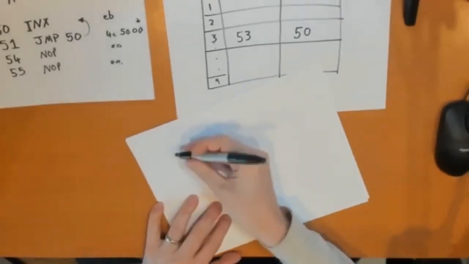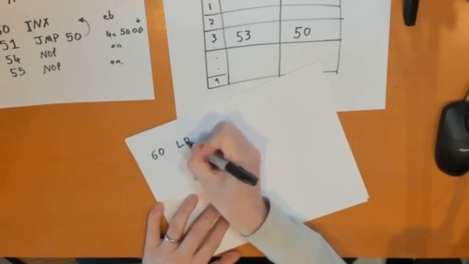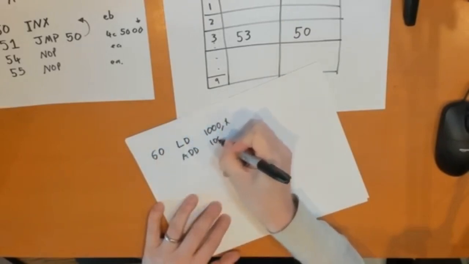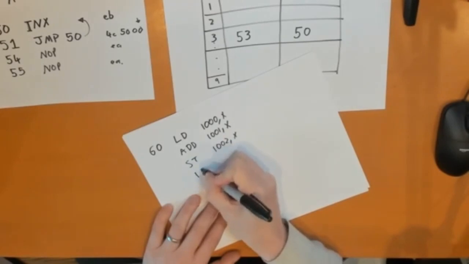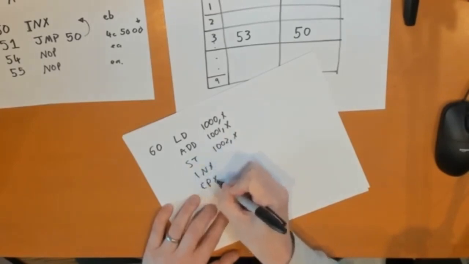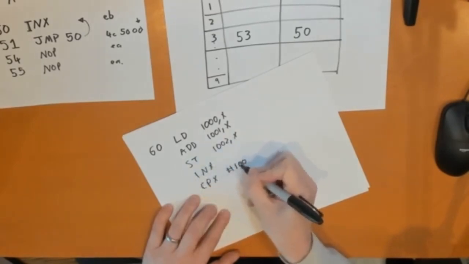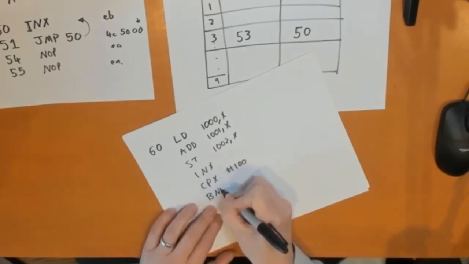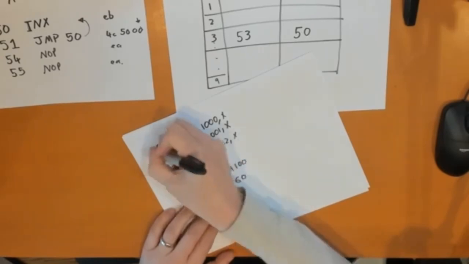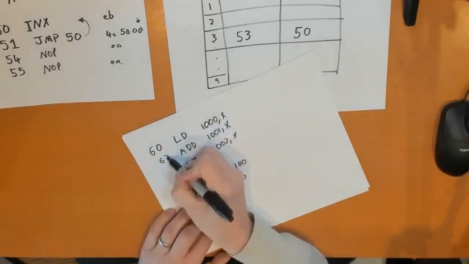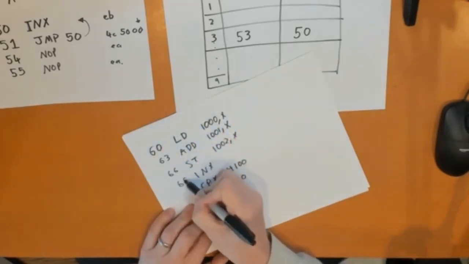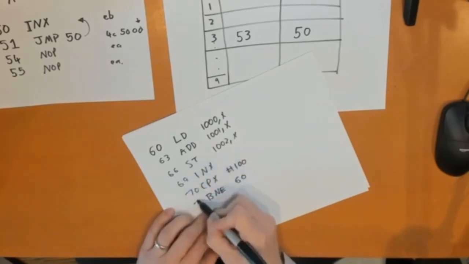Let's say we've got our Fibonacci sequence thing again. Load 1000, x, add 1001, x, store 1002, x, increment x, compare x with, say, 100 to get the 100 Fibonacci numbers, branch if not equal back to 60 at the top here. This is address 60, this will be 63, 66, 69, 70, 72, I think. I'm trying to remember how big each of these is. I mean, it doesn't really matter, but it gives us an idea.